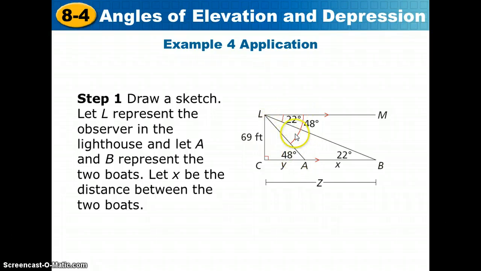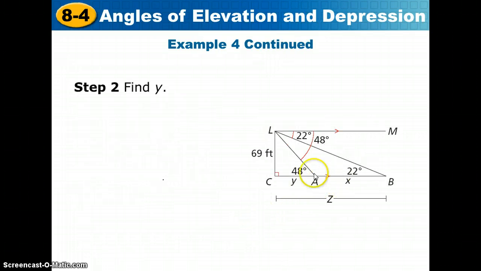And because of the alternate interior angles theorem, angle LAC is 48 degrees and angle LBC is 22 degrees. And so these create two different triangles that we can use to find Y and Z. And once we find Y and Z, we can subtract this measurement from the total Z to find what X is, the distance between those two boats. So first, let's find Y.